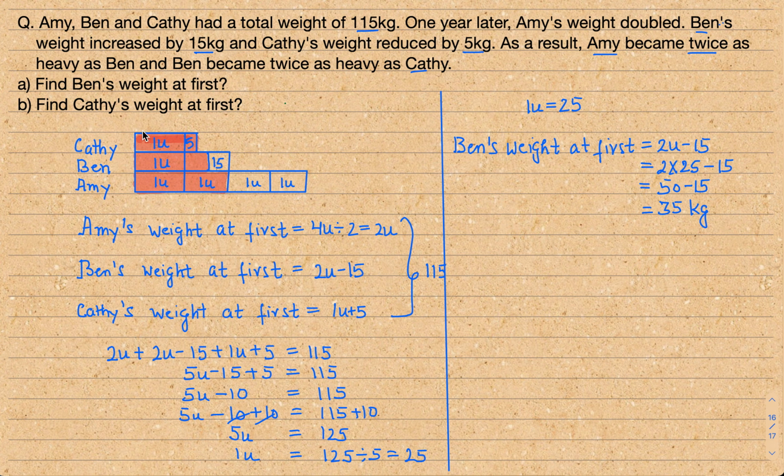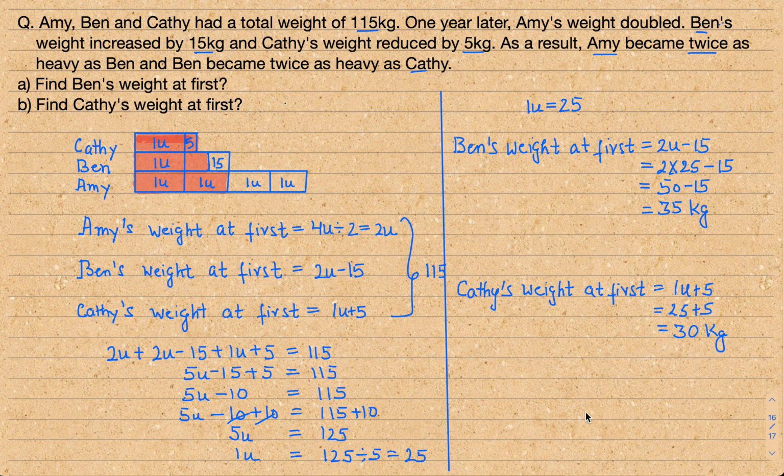Now part B is, what was Kathy's weight at first? Similarly, we can easily find Kathy's weight at first. Please calculate. It is quite straightforward. It is 1 unit plus 5, and we know that 1 unit is 25. So 1 unit plus 5 will be 30 kg. So Kathy's weight at first was 30 kg.